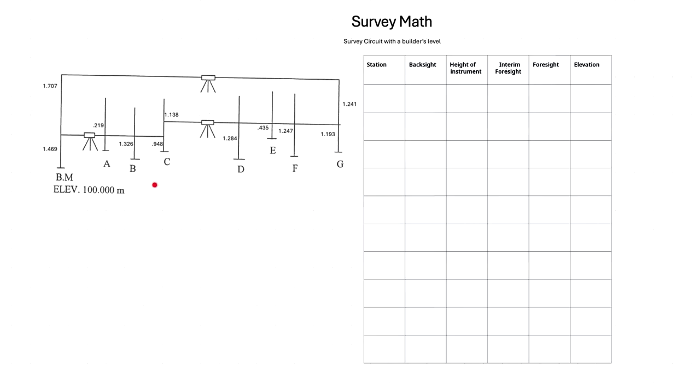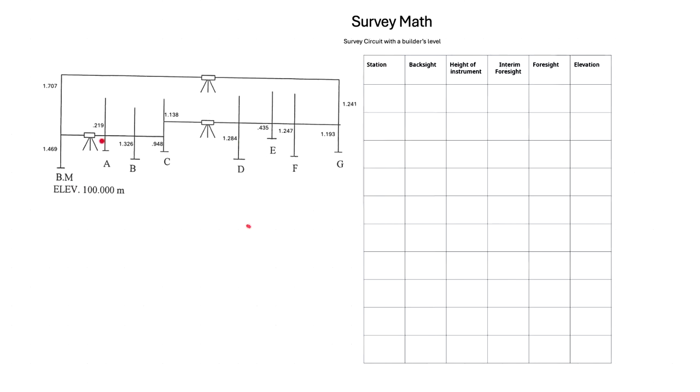On the right here, you can see a chart, like our booklet, where we're going to do our filling out. So we've got our stations, that's our benchmark, A, B, C, D, etc. We have backsights. So when we look back to a known elevation to find our new height of instrument, we have our height of instrument that we figure out, and then we have our interim foresights and regular foresights. So our interim foresights, those are foresights.